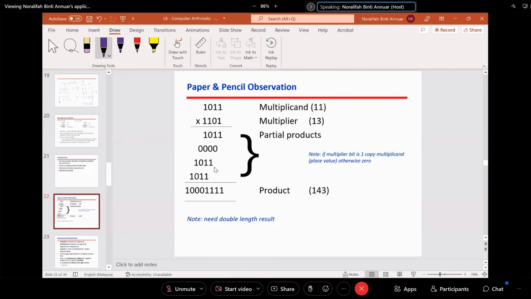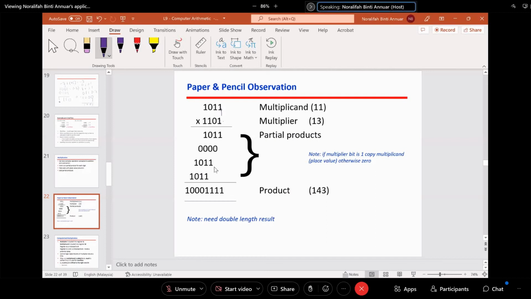0, 1, 0, 1, 1 multiply by 1, 1, 0, 1. How you do it is you akan multiply the rightmost bit dulu kan, dia kan 1 darab 1, 1 times 1, 1, 1, 1, 0, 1. This is how we do it, right? Sampailah habis, sampai 4 cycle lah because we have 4 bits. So this how we do it kan, satu.